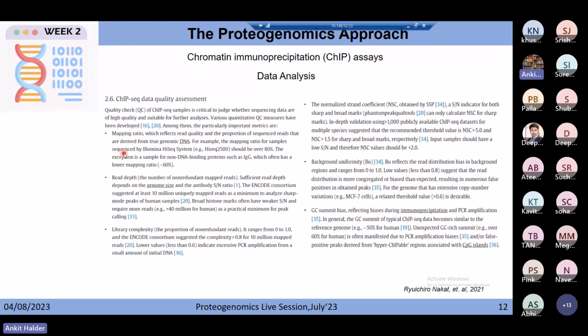Here we can see the mapping ratio, which reflects the read quality and the proportion of the sequences mapped, that is, sequence reads derived from the true genomic DNA. Here it should be over 80%. Each parameter has a cutoff that should be maintained to understand that it is high quality data. Then there is the read depth. Sufficient read depth depends on the antibody and the signal-to-noise ratio.